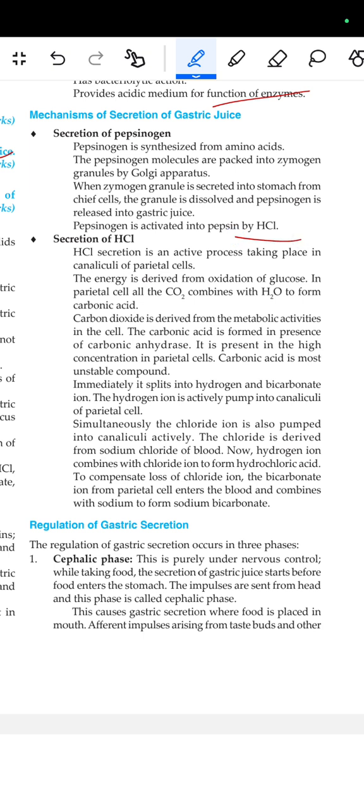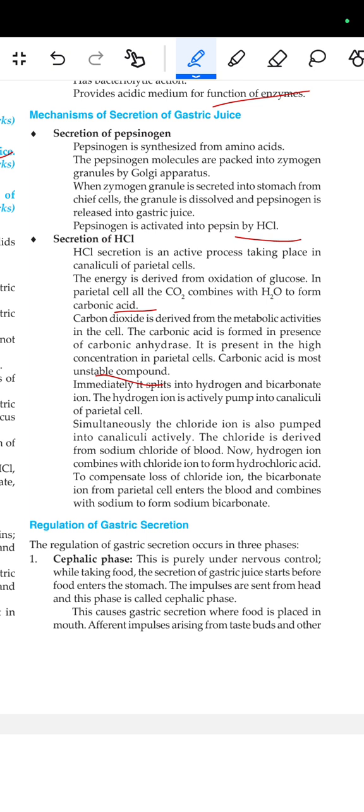Secretion of the HCl. HCl secretion is an active process taking place in the canaliculi of the parietal cell. The energy is derived from the oxidation of glucose. In the parietal cell, CO2 combines with H2O to form carbonic acid. Carbon dioxide is derived from the metabolic activity in the cell. The carbonic acid is formed in the presence of carbonic anhydrase, which is present in high concentration in the parietal cell. Carbonic acid is a very unstable compound. Immediately, it splits into hydrogen and bicarbonate ions.